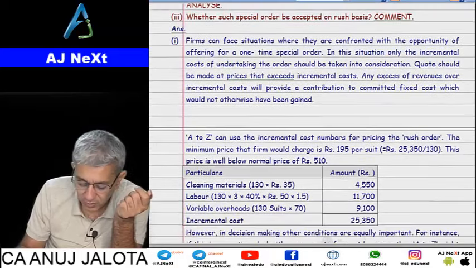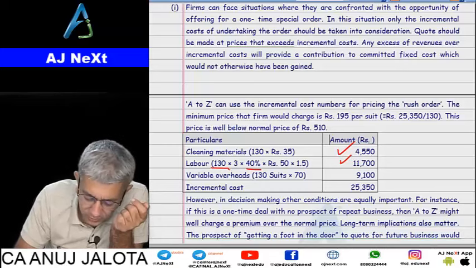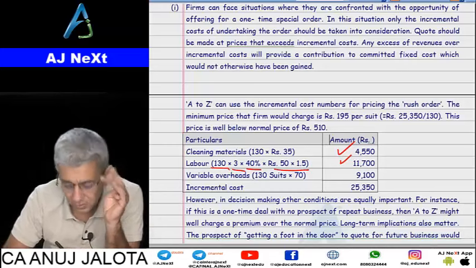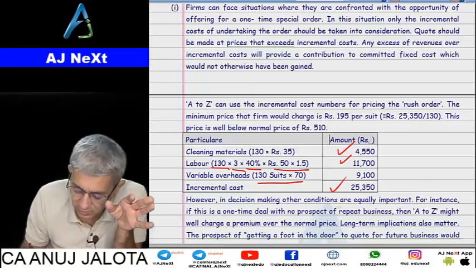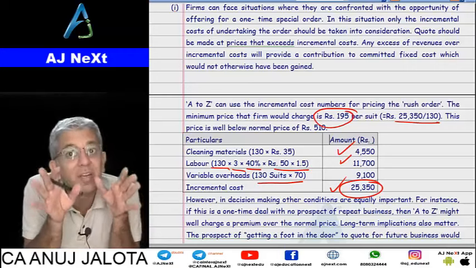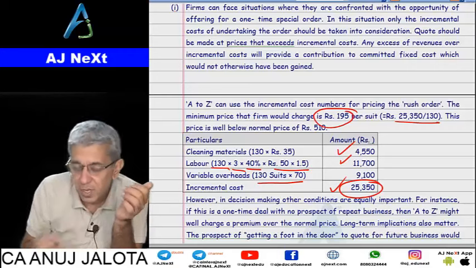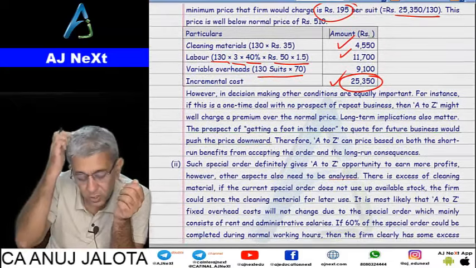That is whatever is done over here. See, 130 into 35, 130 into 40% into 3 into 75 rupees, and then 130 suits into 70. This will give you your incremental cost. Divide this figure by 130 and this is your relevant cost. This is 195. Now, see below, everything that we discussed is all mentioned over here.